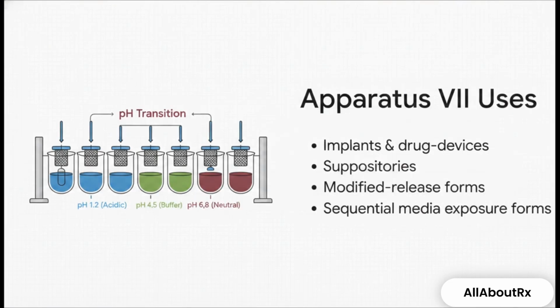Now, because of this heavy-duty, highly automated biomimicry, Apparatus VII is really reserved for highly complex formulations. You'll see it specifically used for implants, drug-device combinations, suppositories, and highly specialized modified-release formulations that absolutely require that sequential media exposure to be evaluated accurately.